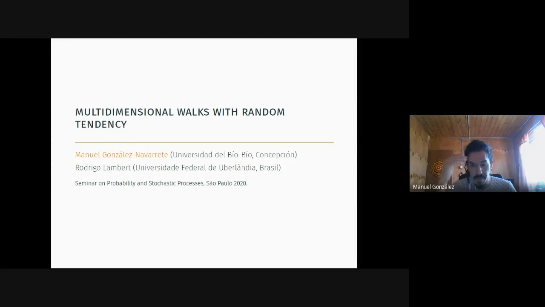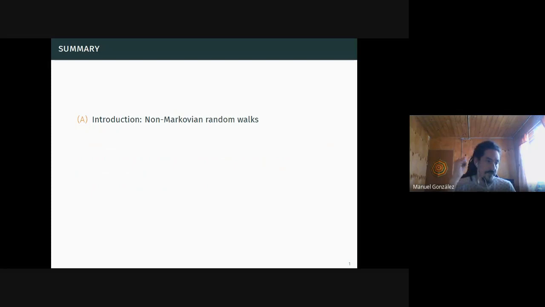Today I will explain you three different models. The first one is the motivation for the multidimensional case. And this introductory model was called the elephant random walk. This is a kind of non-Markovian dynamics.